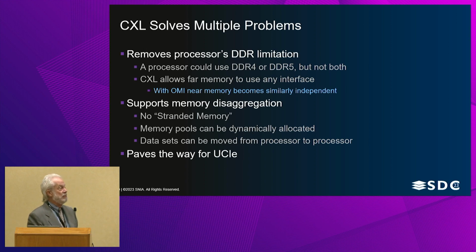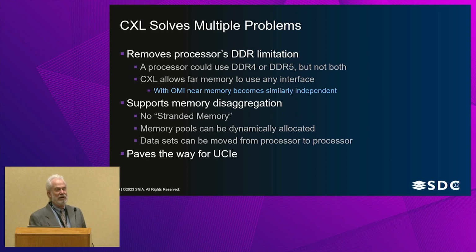CXL also supports memory disaggregation. I have a nice animated slide I didn't bring with me for that, but basically, if you've got one application that needs a huge memory, you don't have to load up all of your servers with a huge memory. You can have that huge memory be in a pool somewhere else and then just be assigned to whichever server needs it. So memory pools can be dynamically allocated. Data sets can be moved from processor to processor.